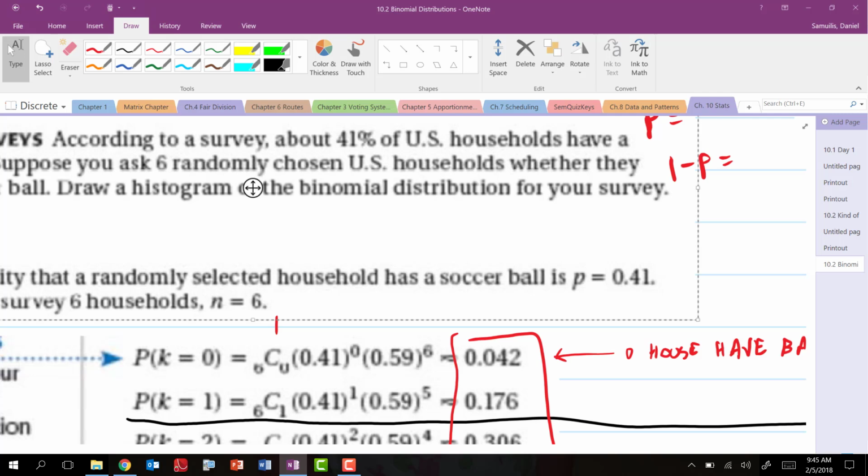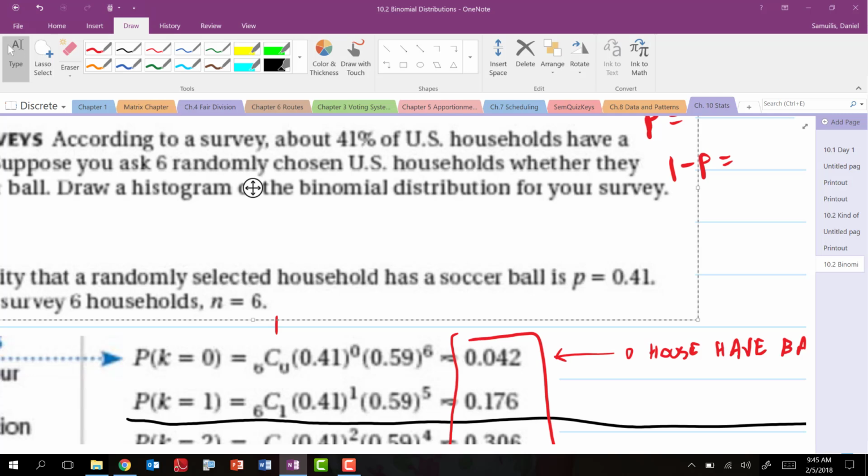By the way, how many ways could that happen? I could go to the first house and they have a soccer ball. What does that mean about the next 5? They don't. Or the first one doesn't have a soccer ball, but the second one does. Or the third one and all the others. Or the fourth, or the fifth, or the sixth, and all the others do not. There are exactly 6 different ways one of the households could have a soccer ball.